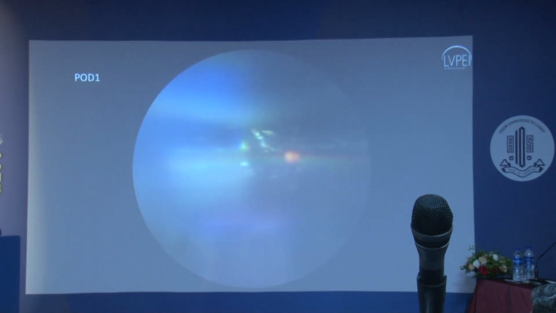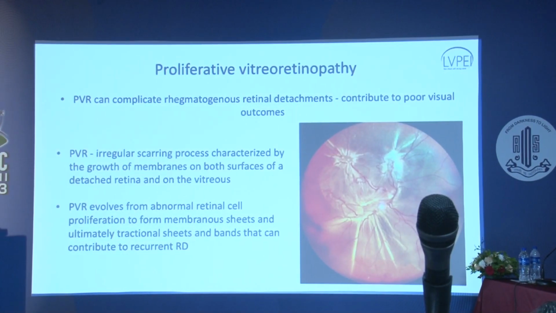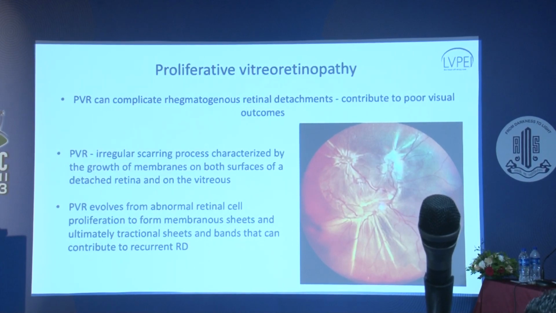This is the post-op day one picture. This is just after recent surgery, but the band was not there. There was no traction, and the patient had decent vision as well. PVR can complicate rhegmatogenous retinal detachments, and this contributes to poor visual outcome. PVR is an irregular scarring process characterized by growth of membranes on both the surface of the detached retina and also in the vitreous.